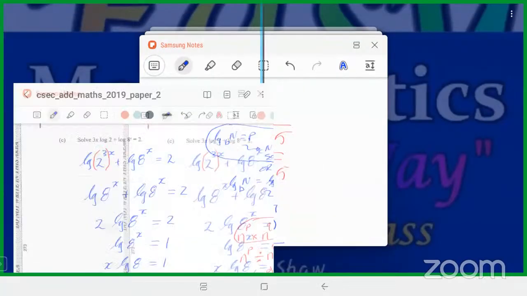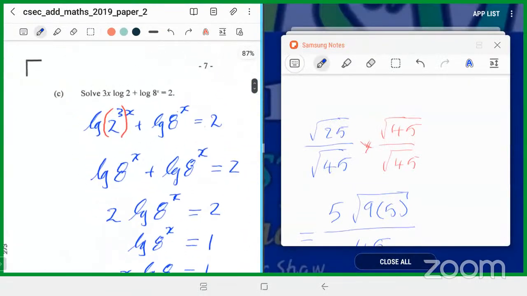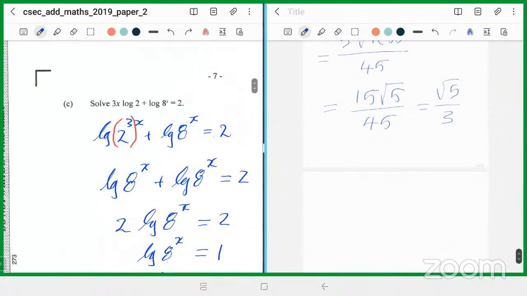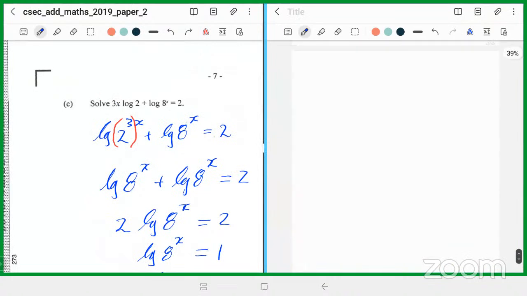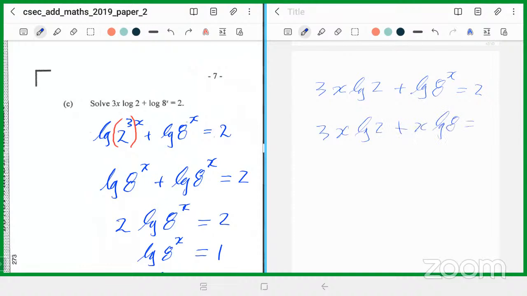We're really just trying to find x, right? And you can test the answers and see. I'm trying to find x out of this equation. So I have 3x log 2 plus log of 8 to the x equals 2. I'm going to take this x out of the power right now, and I'm going to get 3x log 2 plus x log of 8 equals 2.